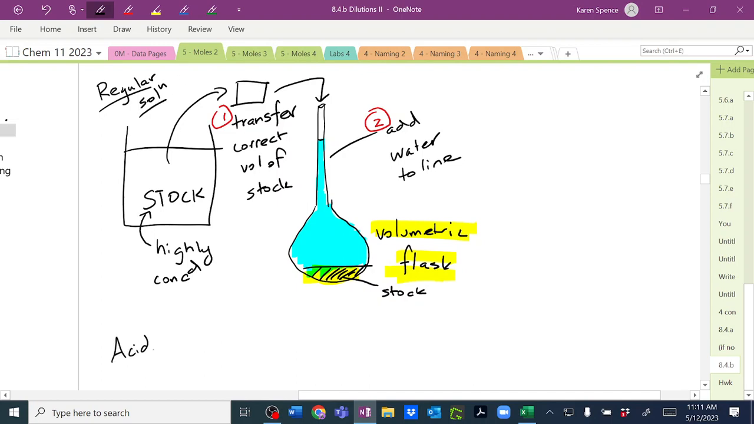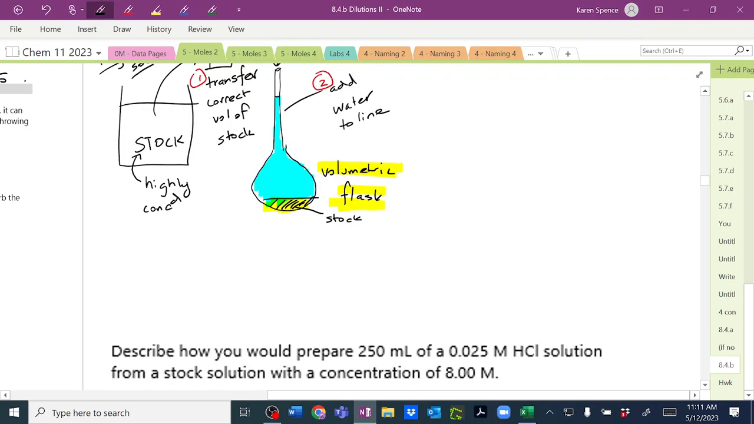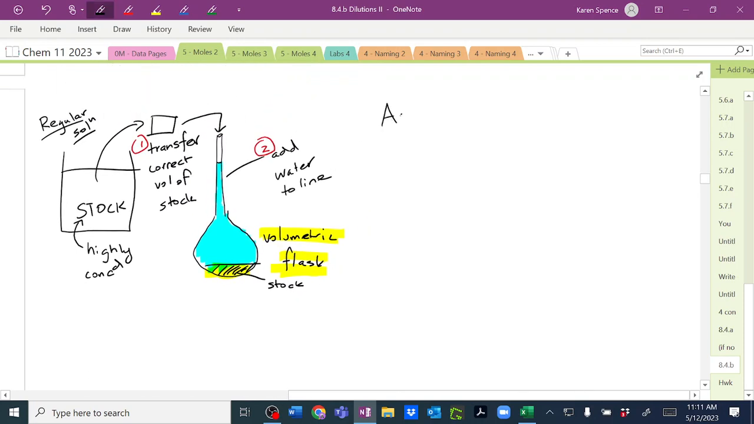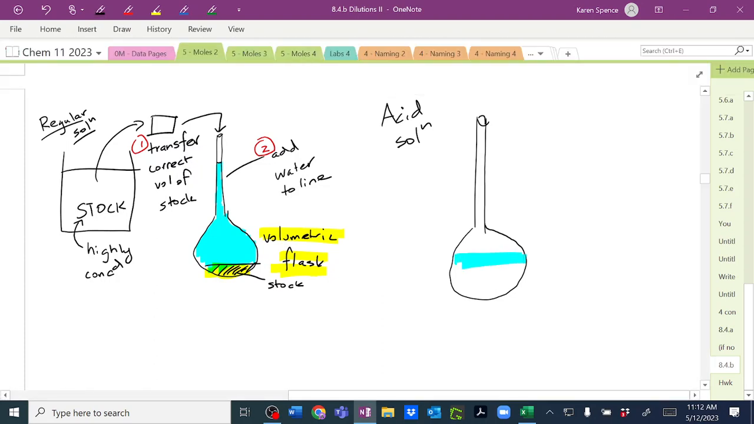Now we're going to say what happens with an acid solution. What we're going to do is... oh, I haven't left myself enough room, have I? Let's do it over here. Acid solution. We're going to take our flask, and what should we put in it first? Water. Okay, so water first. Maybe halfway full, maybe 2/3 full, something like that. Okay?